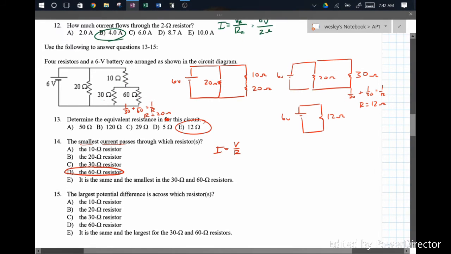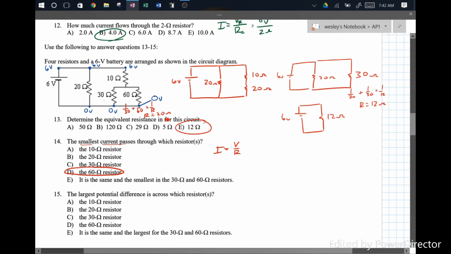The largest potential difference is across which resistor? Okay. So, across the 20 ohm resistor, I have all 6 volts. Right? So here I've got to have 6 volts, here I've got to have 6 volts, here I've got to have 6 volts. All along that top wire, there's nothing to make the voltage go away. And anything connected to the back end of the battery has to have 0 volts. And I'll spot right there, 0 volts.